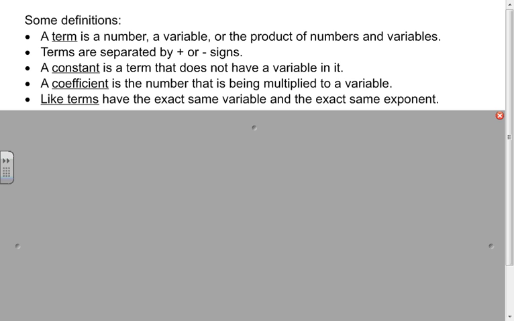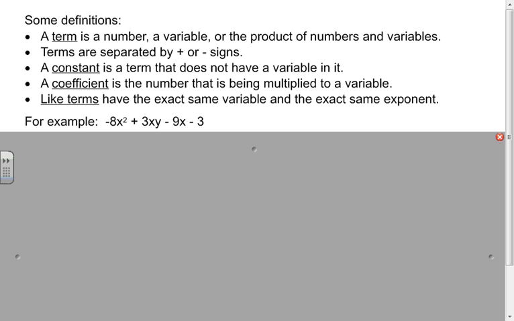Let's see what these things are talking about. For example, negative 8x squared plus 3xy minus 9x minus 3. Now, we talked about terms. Terms are pieces that are separated by plus or minus signs. So here's a plus sign in the middle. There's a minus sign in the middle. There's a minus sign in the middle. How many pieces do I have around that?